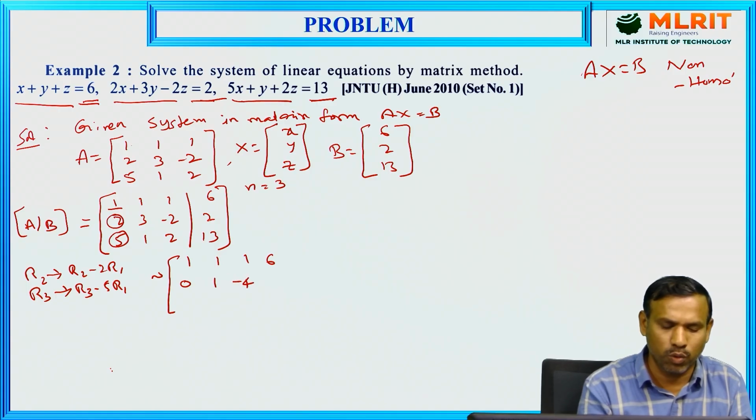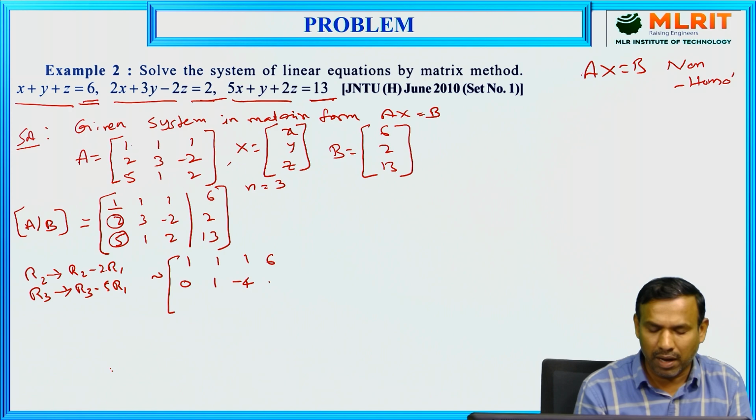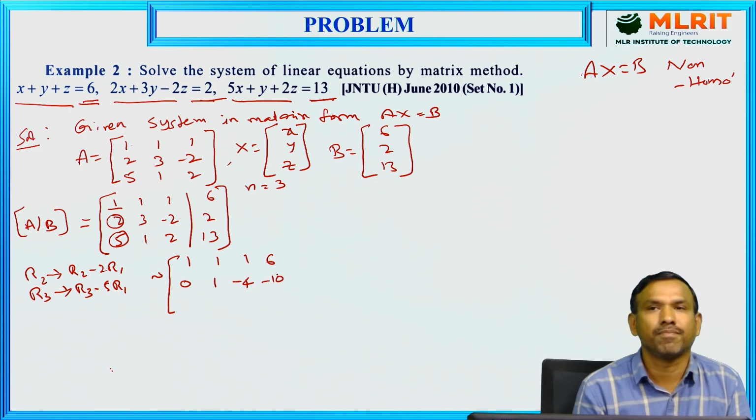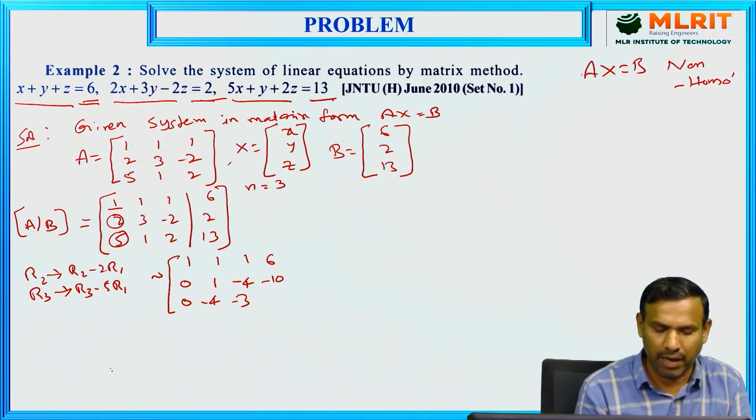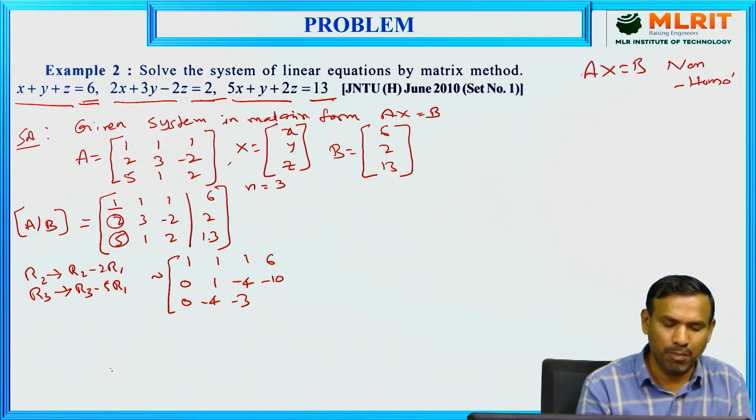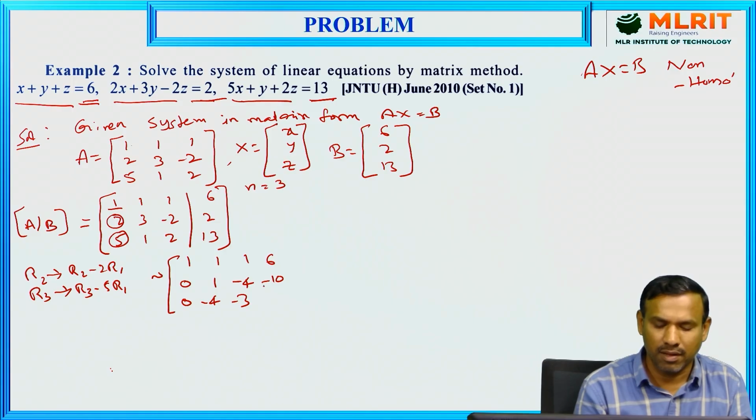R2 minus 2R1, 2 minus 12, minus 10. Right? Next R3 minus 5R1: 5 minus 5 into 1, 0. 1 minus 5, minus 4. 2 minus 5, minus 3. Next, 13 minus 30. R3 minus 5R1, 13 minus 30 is minus 17.